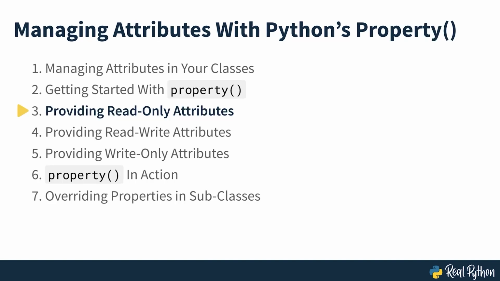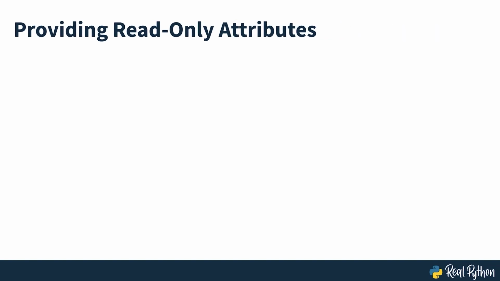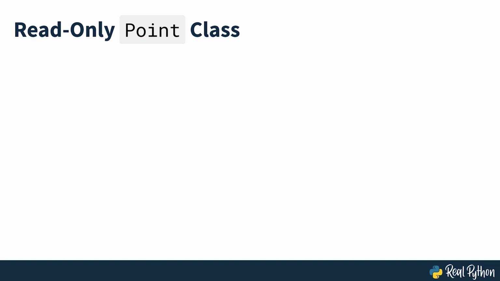Providing read-only attributes. Probably the most elementary use case of property is to provide read-only attributes in your classes. Imagine you need an immutable point class that doesn't allow the user to mutate the original value of its coordinates x and y. To achieve this goal, you can create a point class, as seen on screen.